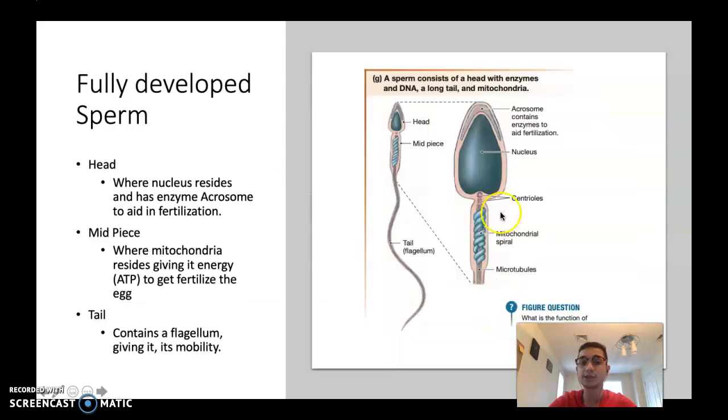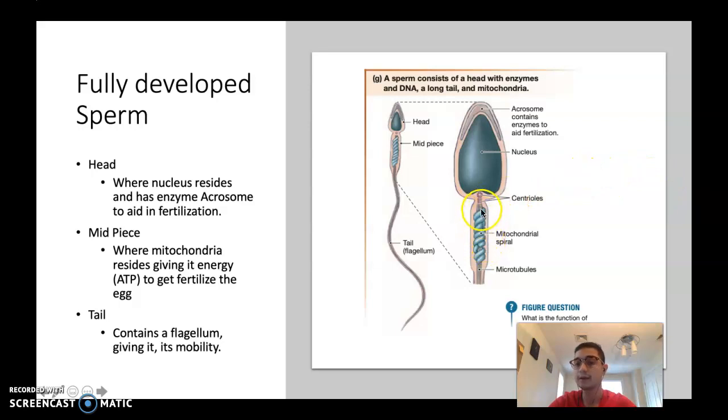Now, sperm has three different parts. You have the head, you have the midpiece, and you have the tail. The head is where the nucleus resides, the DNA for fertilization. The acrosome is an enzyme that allows it to pass through the barrier of the oocyte and fuse to bring in the DNA to fertilize the egg and then form a zygote.